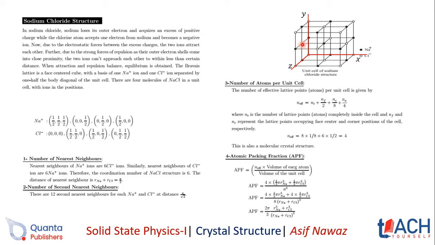This complete unit cell, the formula we already have is Ni plus Nf/2 plus Nc/8 plus Ne/4, where Ni stands for the number of lattice points completely enclosed by this cube, Nf is the number of atoms at the faces of the cube, Nc stands for the number of atoms at the corner of our cube, while Ne is the number of atoms at the edge of the cube.